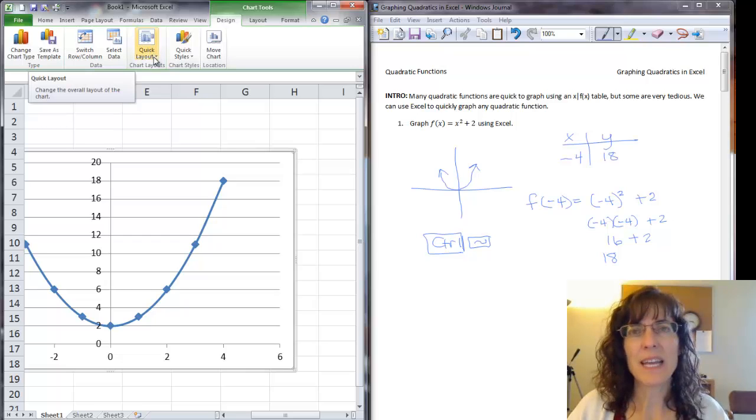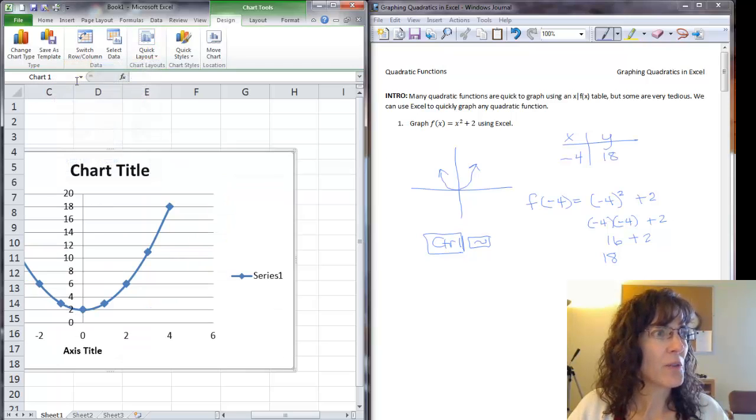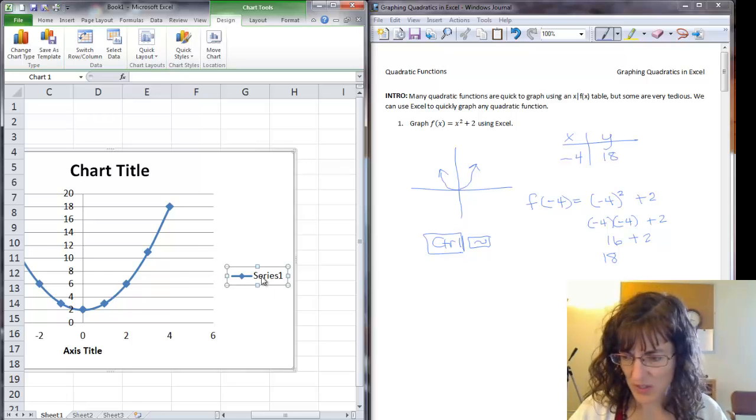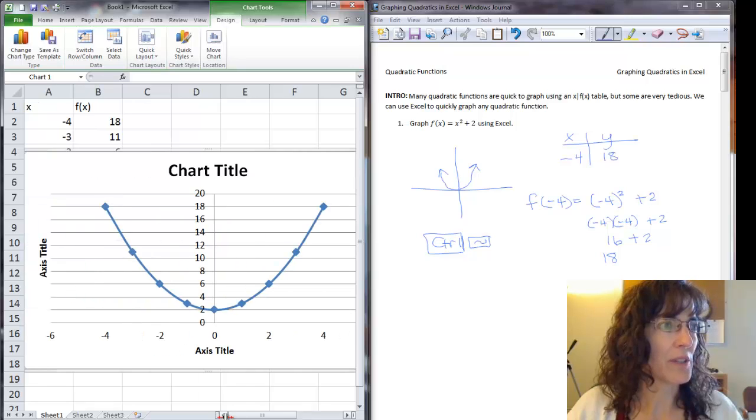There are quick layouts if you have one of the newer versions of Word, and if you click on there, we can use that first layout. That's pretty nice because it gives us a chart title and axis titles. It put back in that series thing, so I can just delete that again. And then I'm going to slide over a little so we can see more of our parabola.